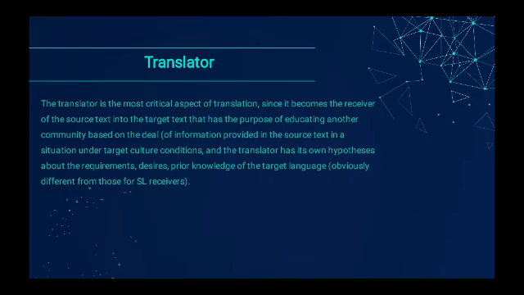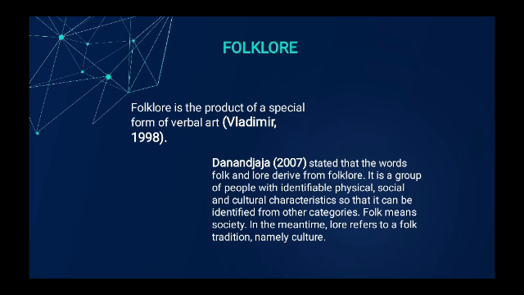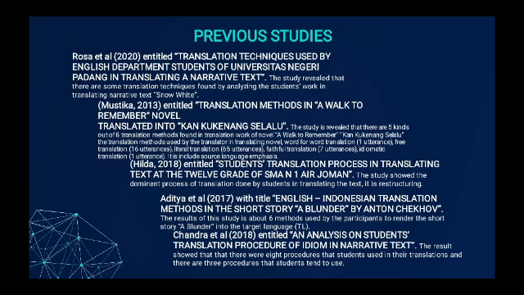The next is translator. We can see the definition of translator in this part, so you can pause in this part if you want to see the explanation of translator. And the next is folklore. Folklore is the product of a special form of verbal art, according to Vladimir. And Dhananjaya also defines the folklore. This is the review studies that I had. There are 5 review studies. It can be related to my paper, but I still found the novelty of my paper.